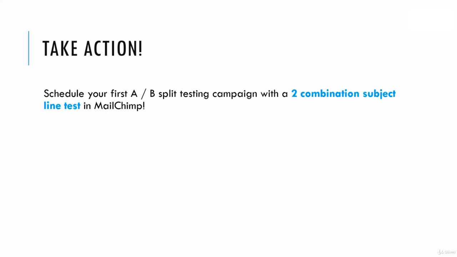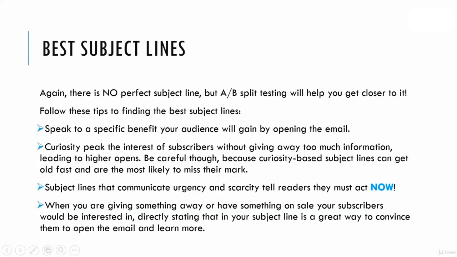So take action. Schedule your first A/B split testing campaign with a two-combination subject line test right now in MailChimp. Now remember, there's no perfect subject line, but A/B split testing will help you get closer to that perfect subject line. So follow these tips for finding that best subject line. First, speak to a specific benefit your audience will gain by opening this email. Next, I use curiosity.